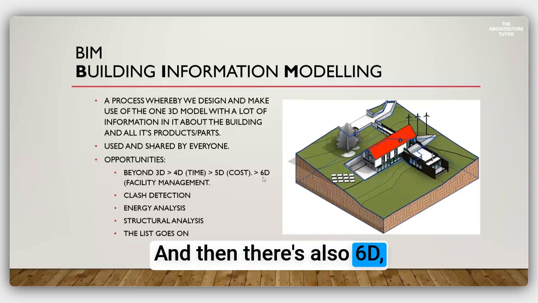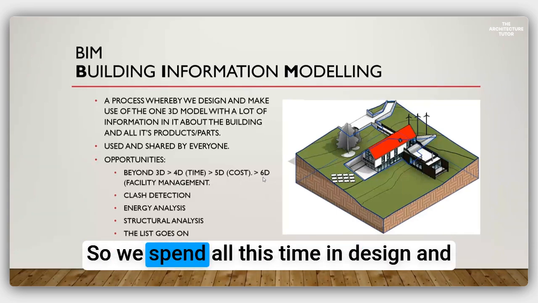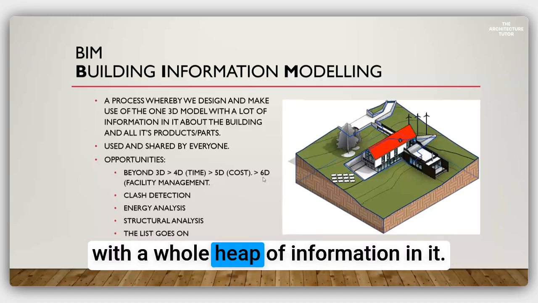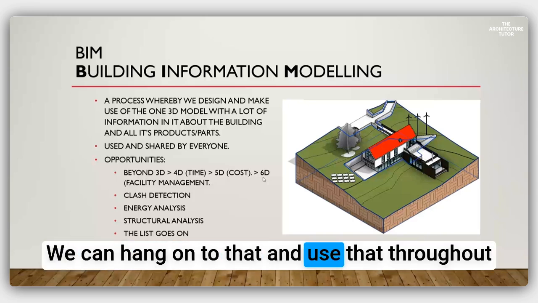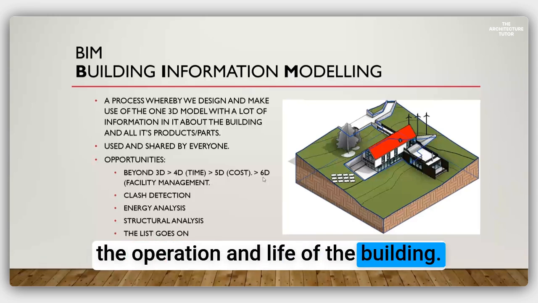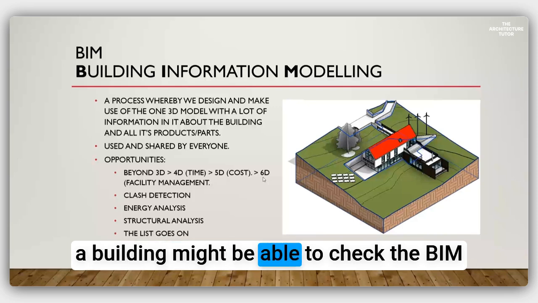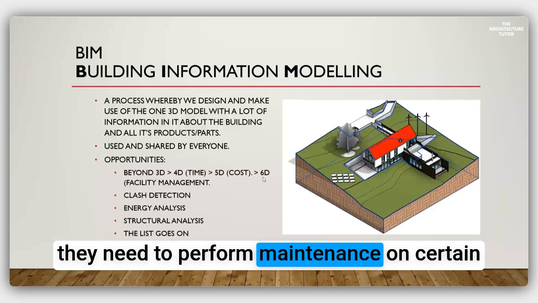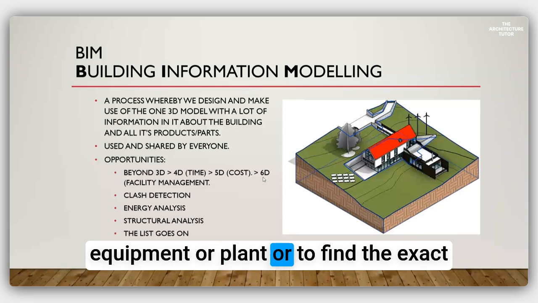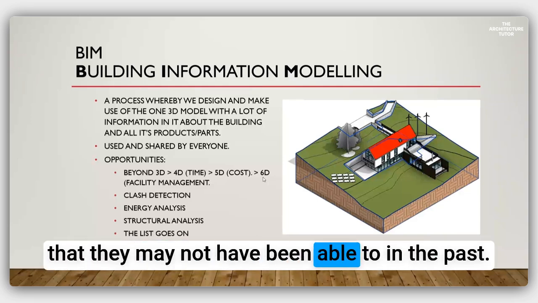And then there's also 6D, which is facility management. So this is going beyond construction. So we spend all this time in design and documentation, building up this model with a whole heap of information in it. Now we don't actually need to lose that information. We can hang on to that and use that throughout the operation and life of the building. So a facility manager or somebody managing a building might be able to check the BIM model and, for example, to prompt them when they need to perform maintenance on certain equipment or plant, or to find the exact specifications on some part of the building that they may not have been able to in the past.